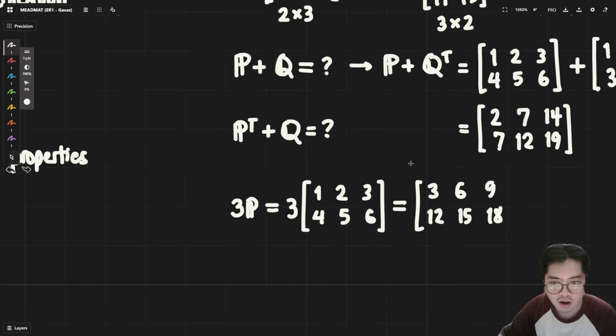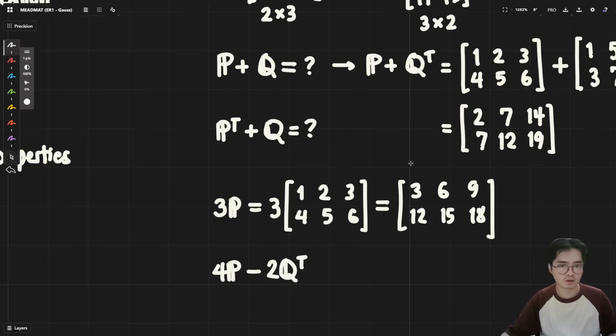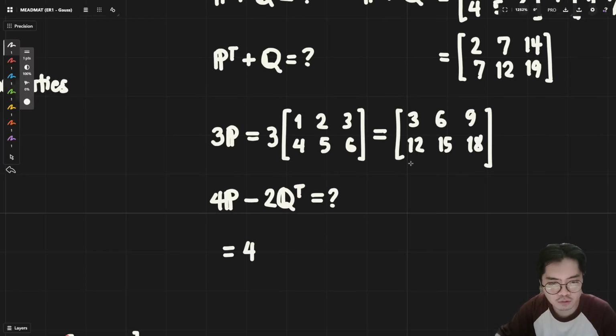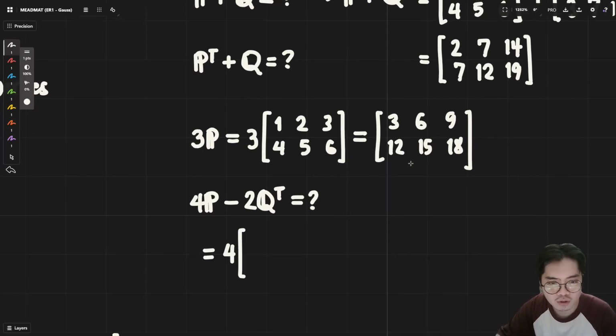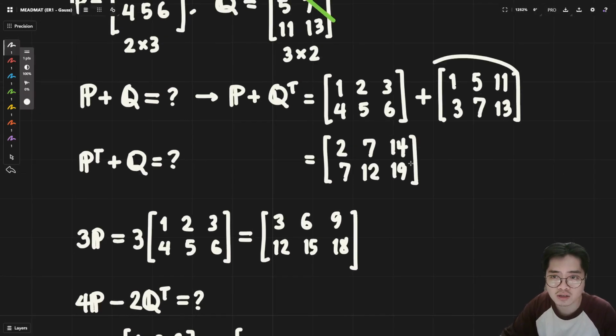And so, you can create stuff like this. You can create stuff like 4P minus 2Q transpose. You can create something like this. What would be the value of that? That would be equal to 4 times P, so this is 1, 2, 3, 4, 5, 6. And then minus 2 times your Q transpose, which is this thing.